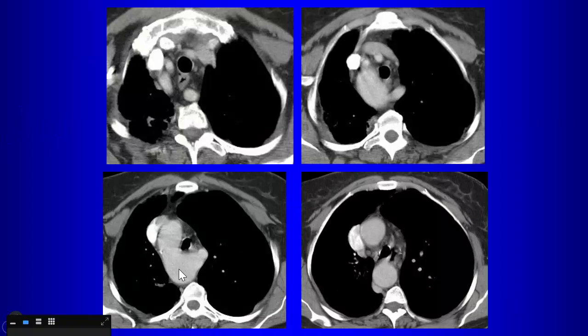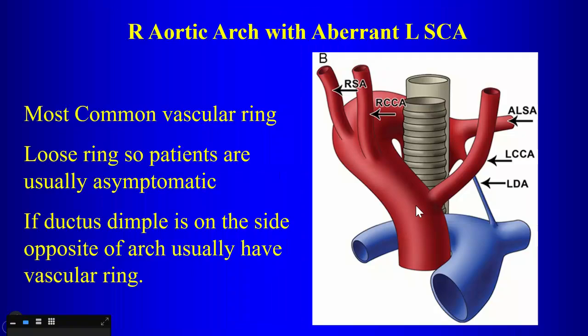So, right arch, aberrant left subclavian, diverticulum of Kommerell here. Okay. Most common vascular ring, although the ring tends to be loose, usually not symptomatic. And the ductus dimple: if the ductus is on the side opposite the arch, you usually have a vascular ring, because that's where the ligamentum is going to be, opposite the arch.